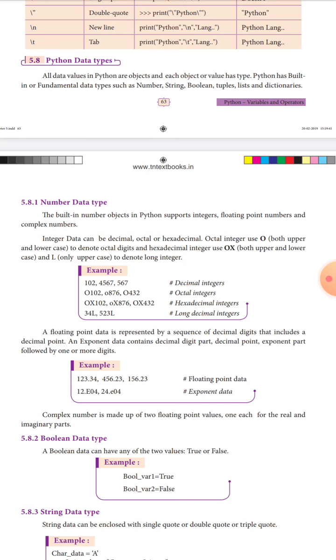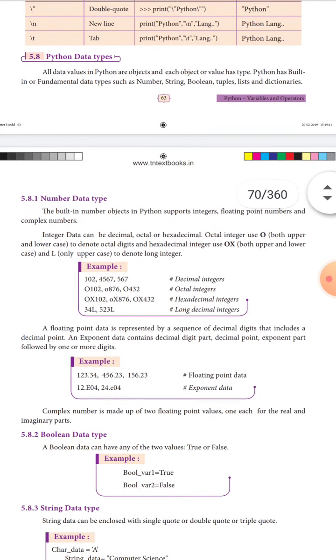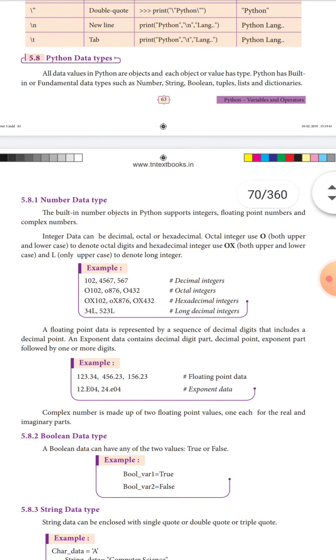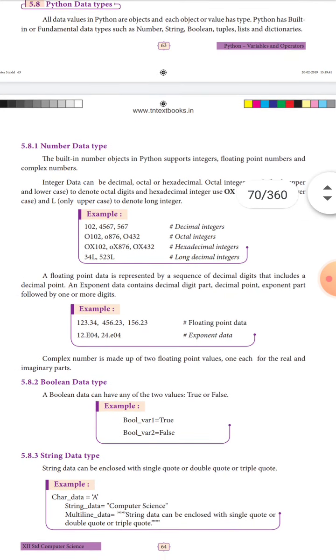A hexadecimal integer starts with 0, in both upper and lower case. So they use 0x with a capital letter, or 0L, small letter l, to denote a long integer.